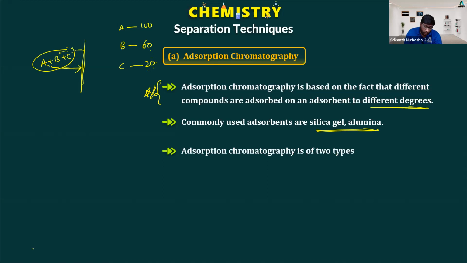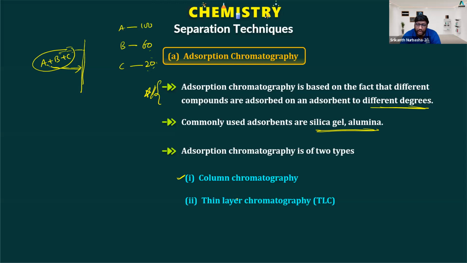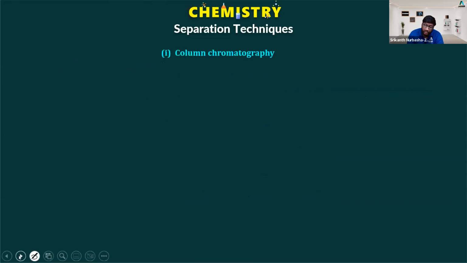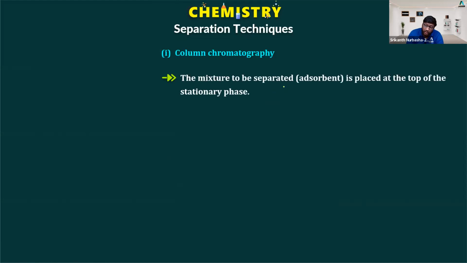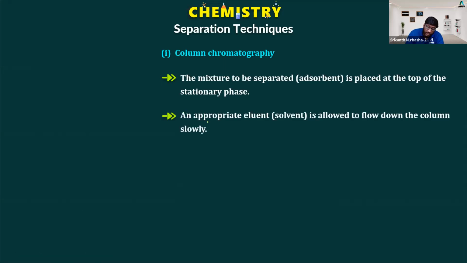Adsorption chromatography is of two types. One is column chromatography and the other is thin layer chromatography. So column chromatography, the column is similar to your burette and you will have the adsorption happening. The mixture which has to be separated is placed at the top of stationary phase. An appropriate eluent or solvent is allowed to flow down the column.